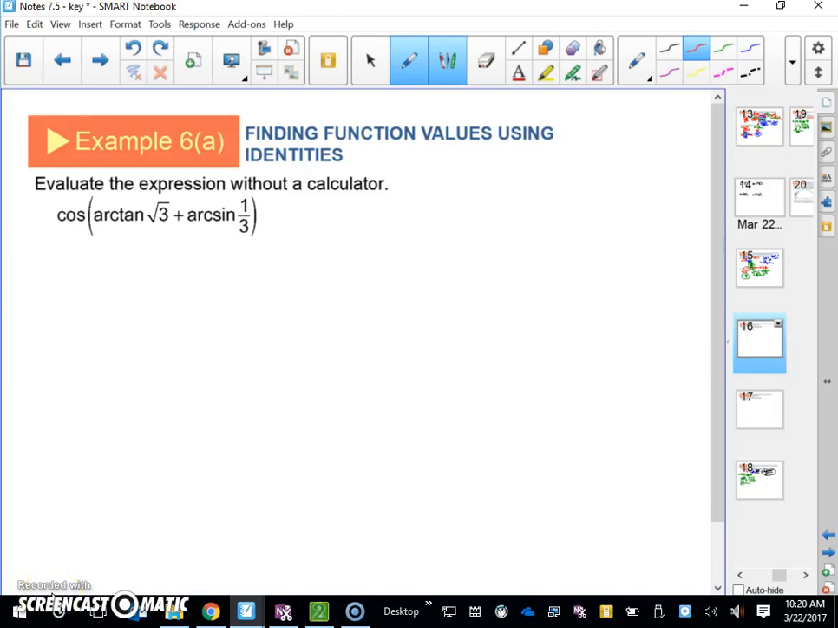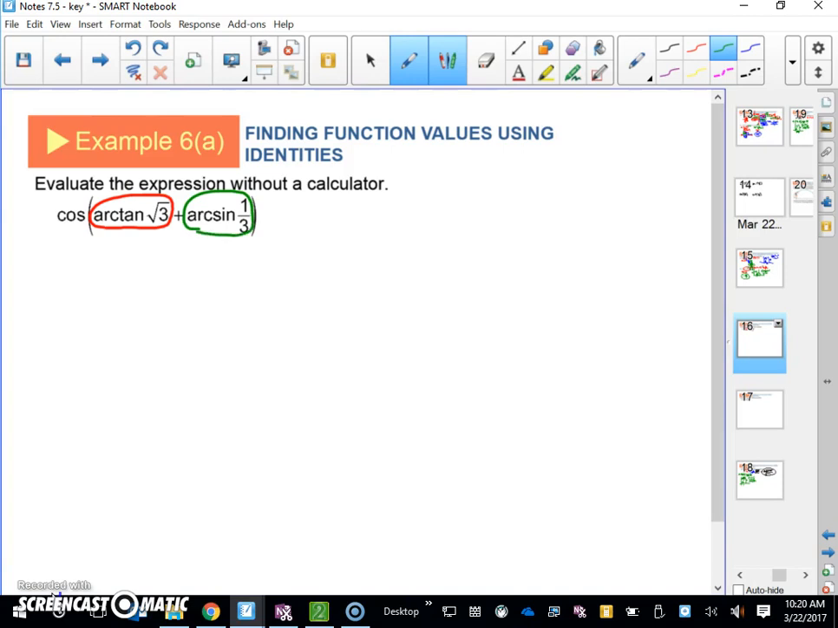Example 6a, we're evaluating another expression. I think this looks really super complicated. Okay? It looks really tough. But what's important to remember is that when you see an inverse trig function like this, that's an angle. And here's another inverse trig function, so that's going to be another angle.